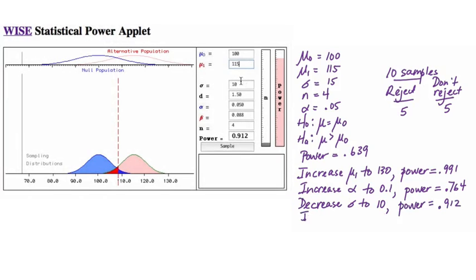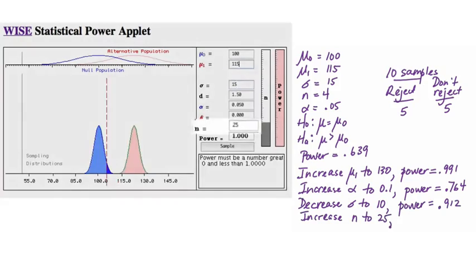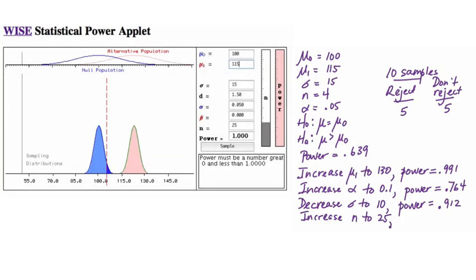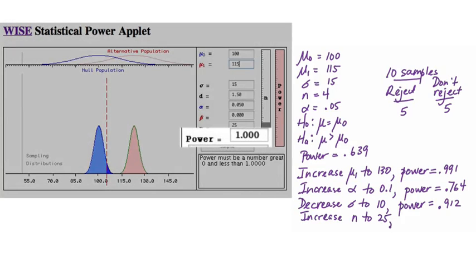Finally, let's increase our sample size to 25. Our sampling distributions are now much more tightly clustered around the mean, reflecting the smaller amount of variability we have in our estimator of the mean. And as a result, our power goes up. This time it's so high that our program has just rounded it to 1.